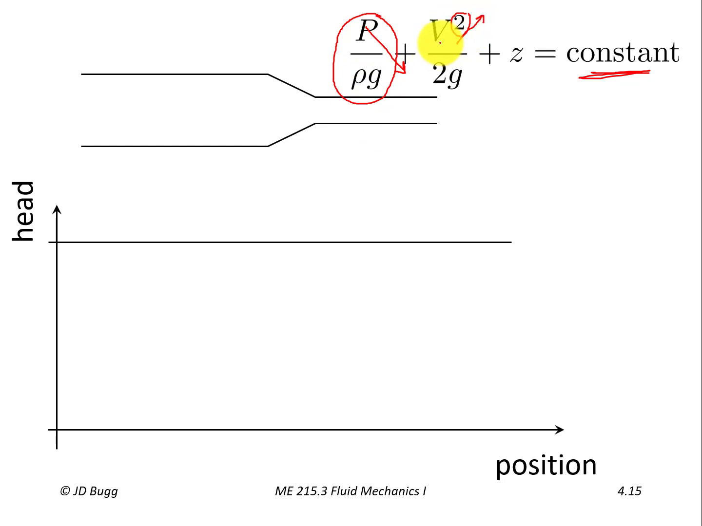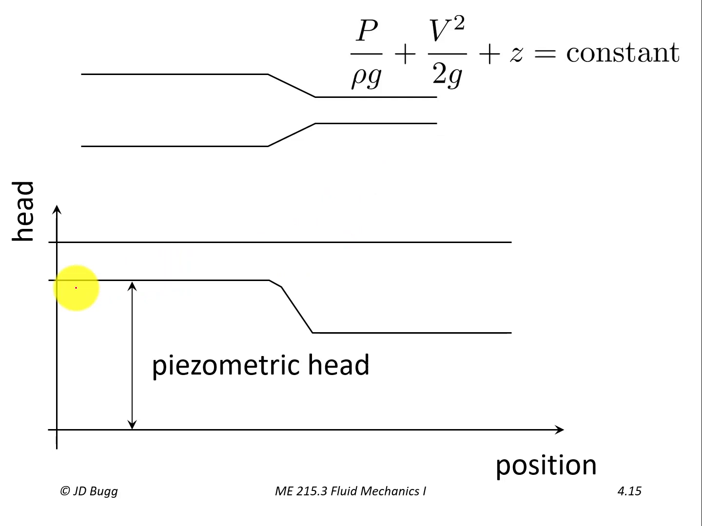If the velocity were to double, the pressure would have to go down by a factor of 4. So quite large pressure changes accompany modest velocity changes because of the square on the velocity in the kinetic energy term. So when we plot P over rho g as a function of position, we see that as we encounter this contraction, it dips down to a new level down here.